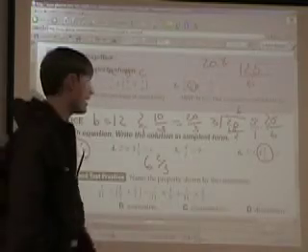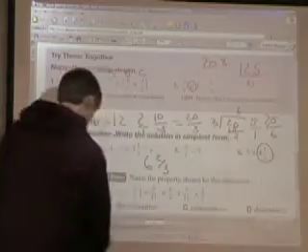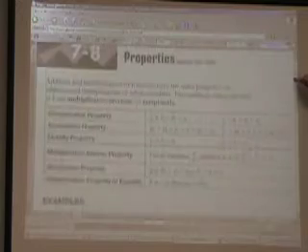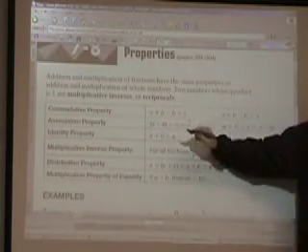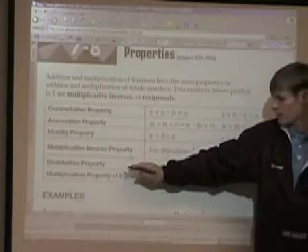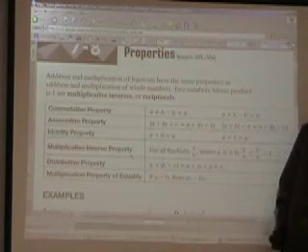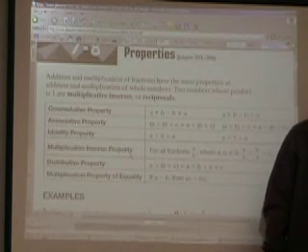So today you learned these properties. Let me show you which properties I'm talking about. Today, at the beginning of the class, you learned all these properties: commutative, associative, identity, multiplicative inverse, distributive, and the multiplication property of equality. Okay?